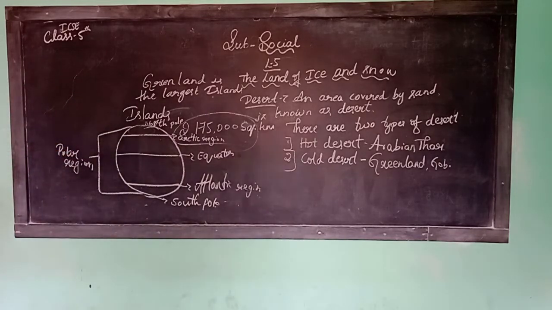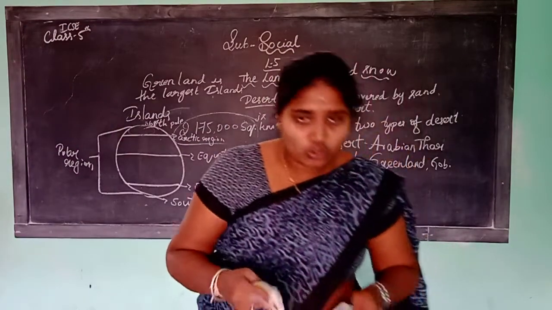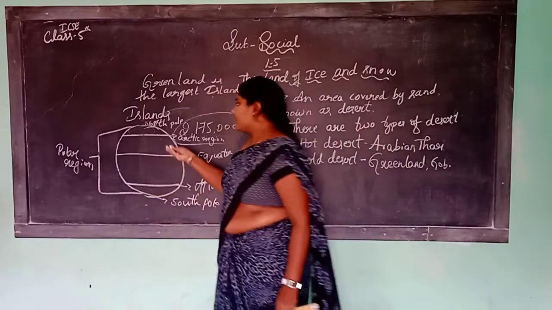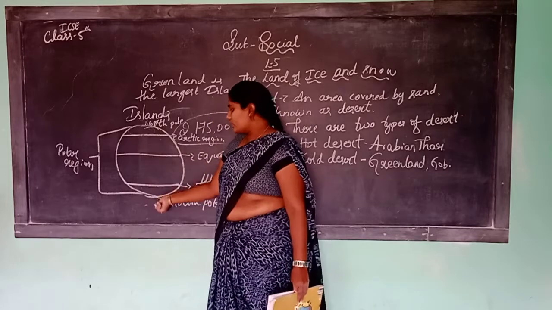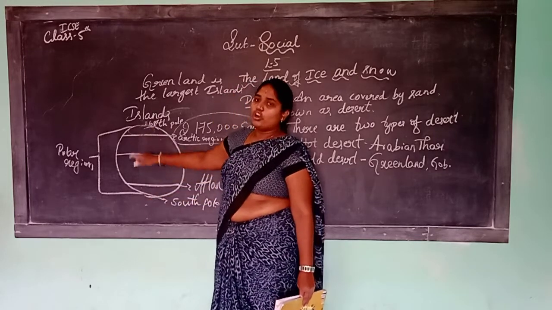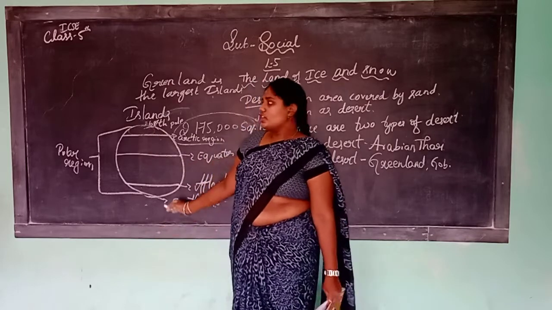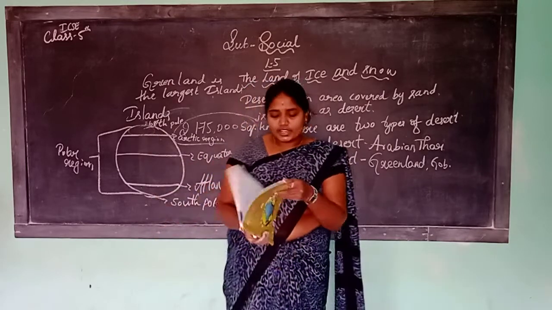This part of the Earth is extremely cold and most of it is covered with ice and snow. See the board? This North Pole region and South Pole region is the coldest area, extreme cold. This is called a cold region.